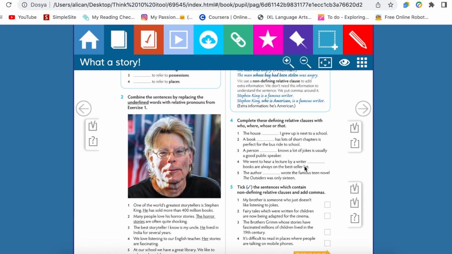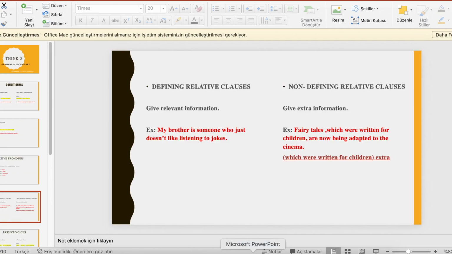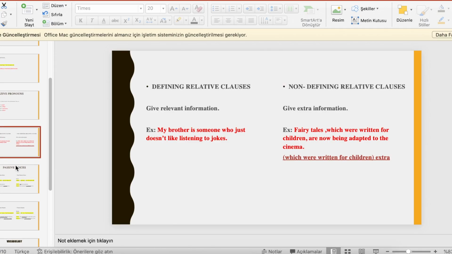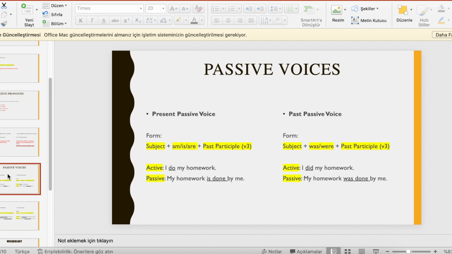Okay, passive voice. For present passive, we form it with subject, am, is, are, plus past participle, verb 3. Example, for active, we say I do my homework. You know, I is the subject, do is verb 1, my homework is the object. We just change the place of subject and object. We say my homework is done by me.